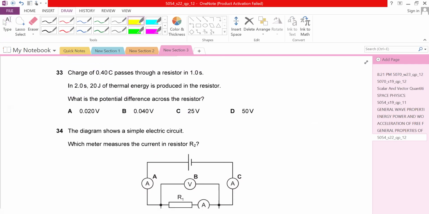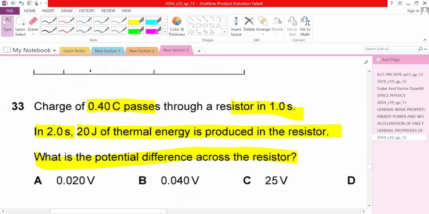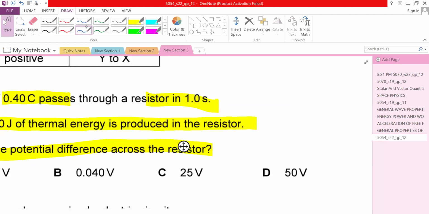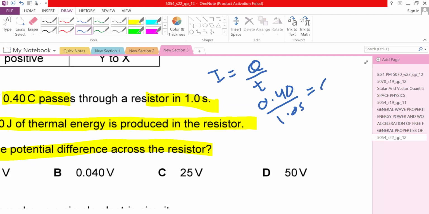The charge of 0.40 coulomb passes through the resistor in 1 second. In 2 seconds, 20 joule of thermal energy is produced in the resistor. What is the potential difference across the resistor? Firstly, to calculate the potential difference, you have to calculate the current. Current I equals charge divided by time. Charge is 0.40 divided by time, which is 1.0 seconds. The answer for the current is 0.40 ampere.